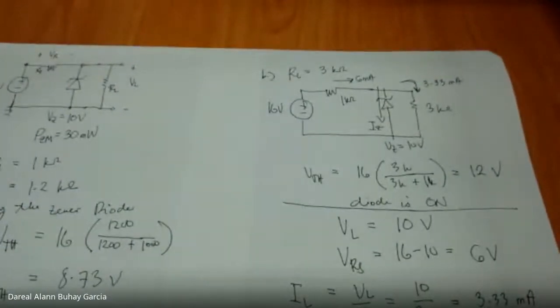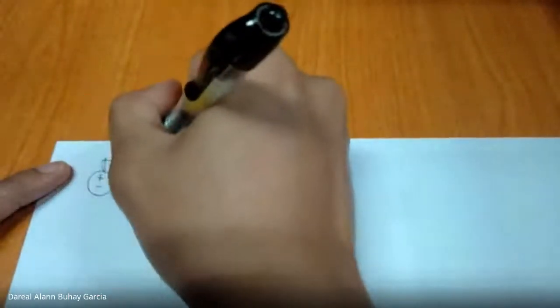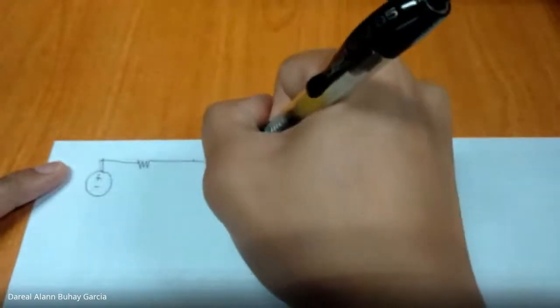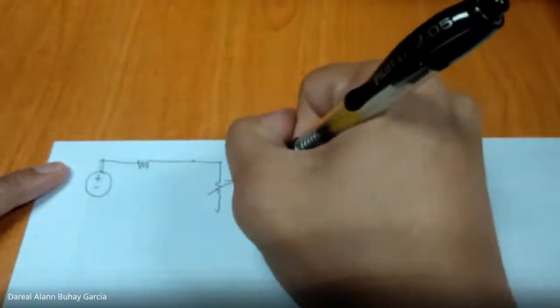So next example, we'll try to solve for a variable, no? Variable R or variable load resistance. Okay. Si potentiometer ni siya, RL.